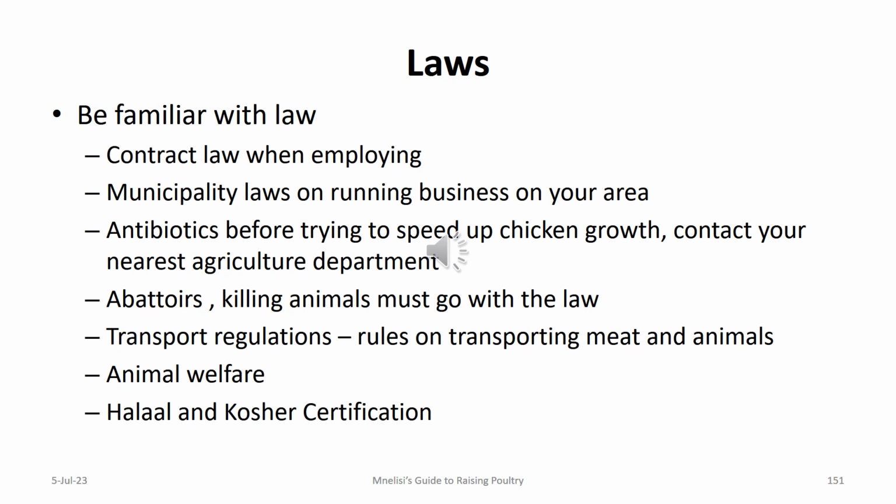Abattoirs. Killing of animals must go with the law. Transport regulation. If you are in South Africa, you need to get yourself familiar with the rules on transporting meat and animals. You need to also be familiar with animal welfare, air pollution, as well as dumping of waste. You need to make sure that you do not harm the environment. There are certificates that you might also need for your product, for instance, halal and kosher certificates.